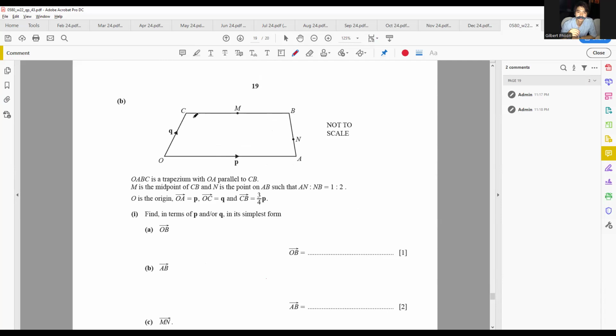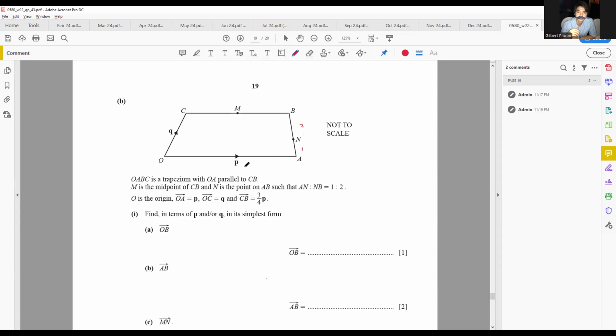OABC is a trapezium. OA is parallel to CB. M is the midpoint of CB. N is the point on AB such that AN to NB is 1 to 2. So this is 1 and this is 2, a total of 3 parts. O is the origin.